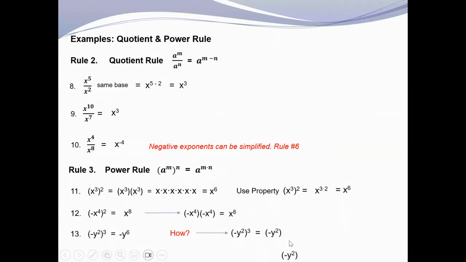It is equal to negative y squared times negative y squared, which will give us y to the 4th power, because negative and negative will give you a positive. Y squared times y squared will give us y to the 4th power. And then we multiply by another one, because it's to the 3rd power. So this becomes negative y to the 6th power. But you can go straight from here to the answer if you know the properties.